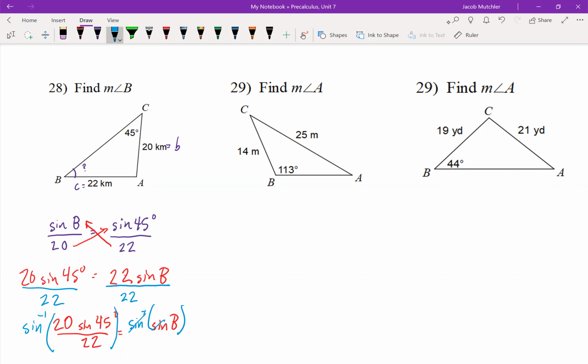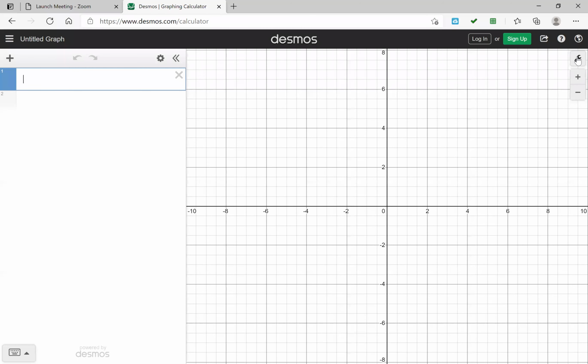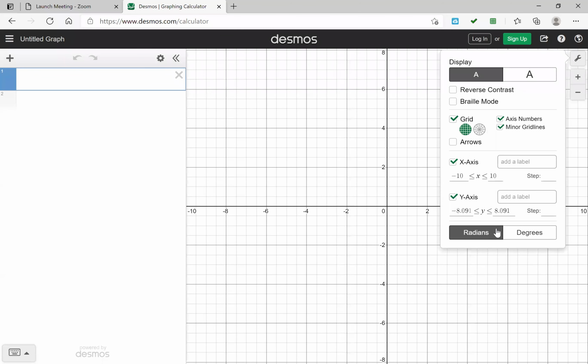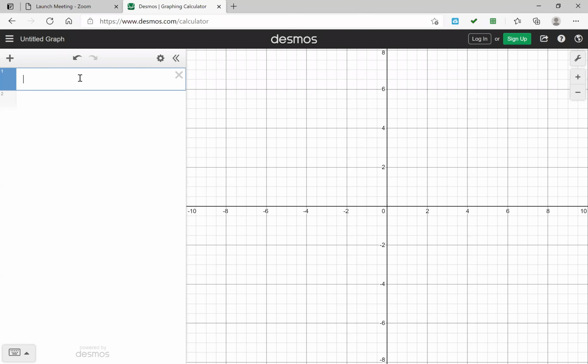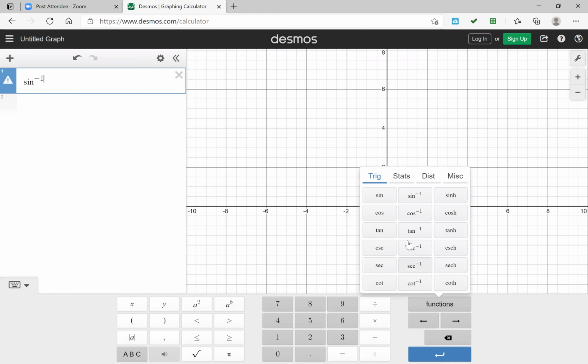Recall, as we go to Desmos, the first time that you open it up on a screen, you need to make sure that it's set in degrees. The default is going to be radians. So we're good to go. I'm going to put in inverse sine. So you can either type it, or if you just want to select it from the functions tab, it's there at the top of the middle column in the trig tab. Or again, you can type it.